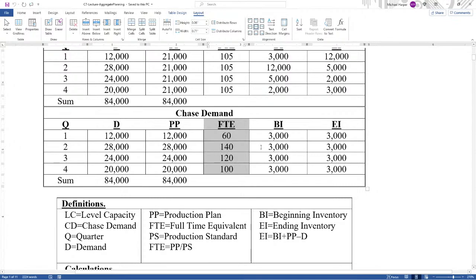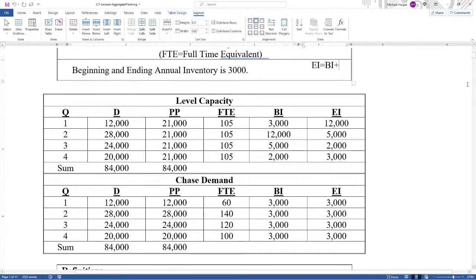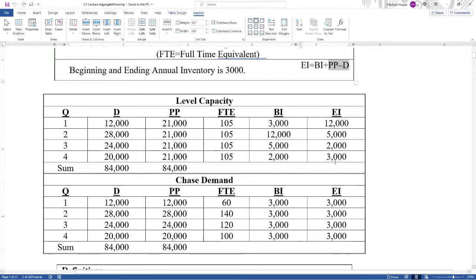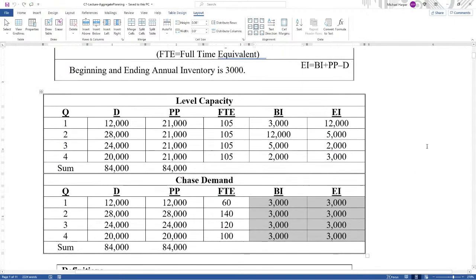What about inventory? Well, we start with 3,000. 3,000 plus production minus demand equals our ending inventory, but the production and demand are always the same. So essentially, they'll always cancel out, and the ending inventory will always equal the beginning inventory. They'll always be equal. And so we see that, 3,000, 3,000. Okay, so there's the strategies, and this demonstrates the strategies.